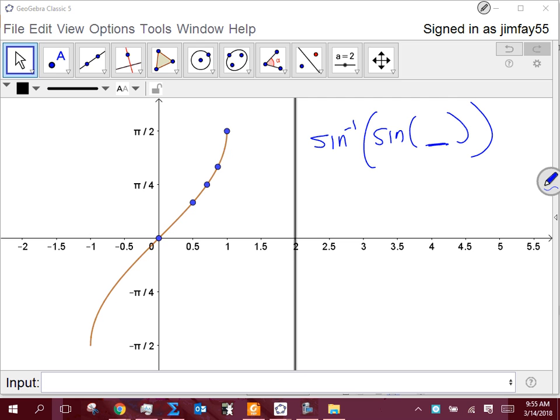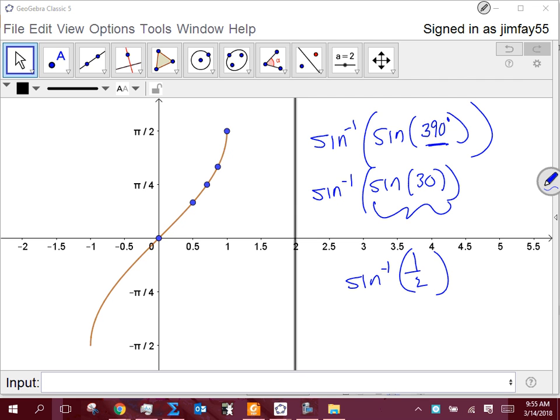So for instance, let's do one in angle measurements in degrees. It might be a little bit easier. If I have sine inverse of sine of 390, doesn't it make a little bit more sense to do this? Is 30 coterminal with 390? Now, what's the sine of 30? 1/2. So now I'm going to ask you, what is sine inverse of 1/2? And that spits back what?